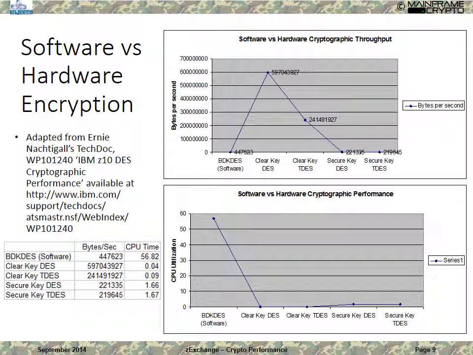So what he did was on a Z10, which was the current machine at the time, he had a 24 megabyte file that he encrypted using software encryption, software routines that implement the DES algorithm using move character and shift logical instructions. So they weren't using the CPAC-F or the Crypto Express card. And then he compared that to encrypting that same file on the CPAC-F and on the Crypto Express, or actually, I guess, a PCI XCC at the time.